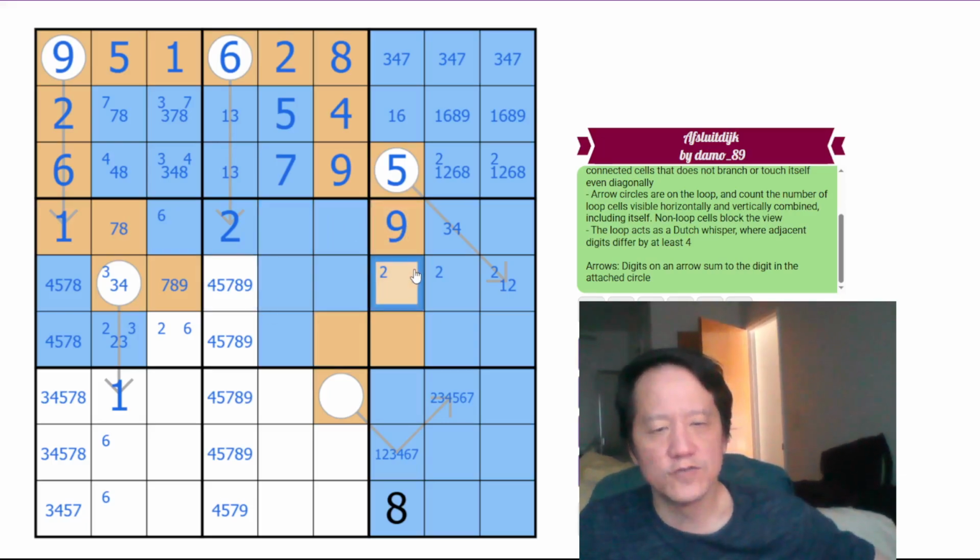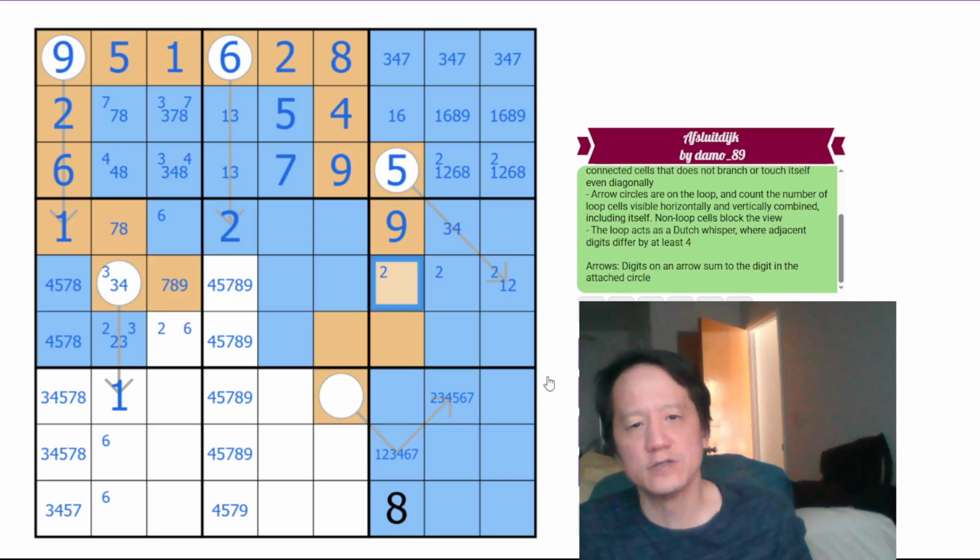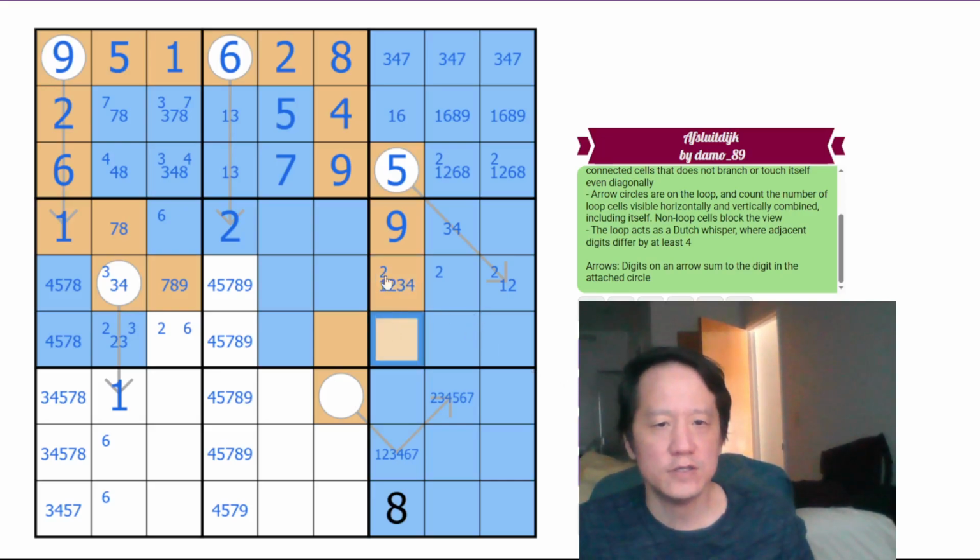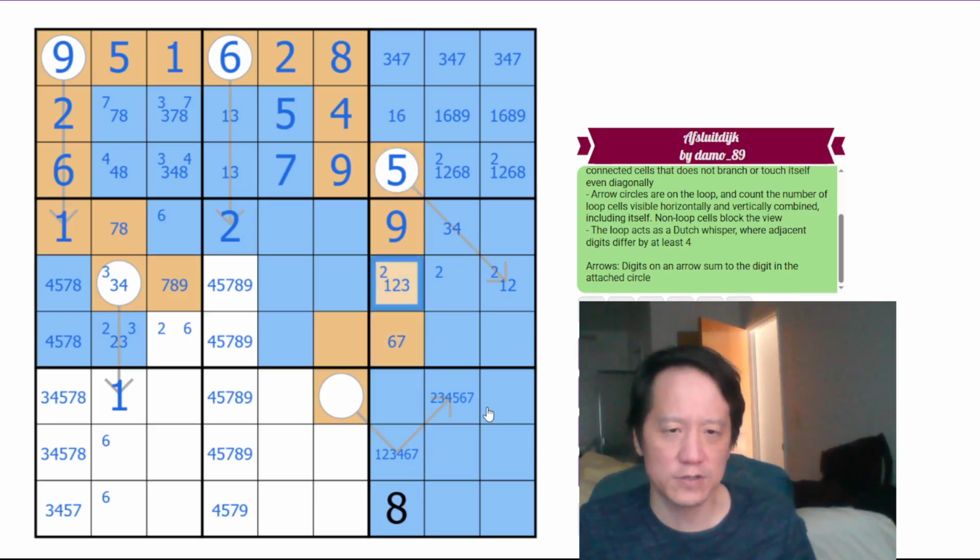This digit is 4 or more away from 9, so this is 1, 2, 3, 4. This is 4 or more away from 1, 2, 3, 4. And it can't be 5, 8, or 9, so this is 6 or 7. This can't be 4 then. This is 6 or 7 on the loop.